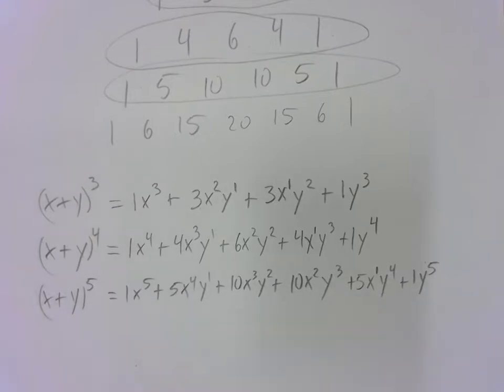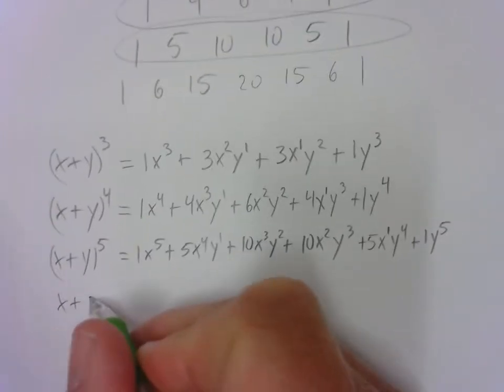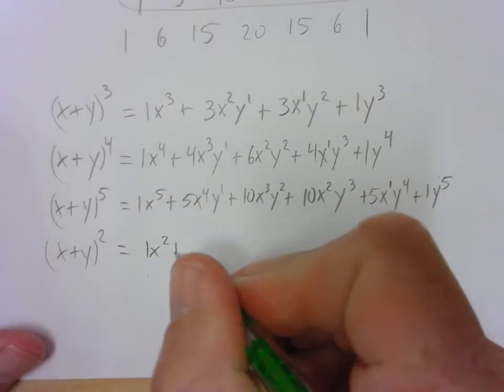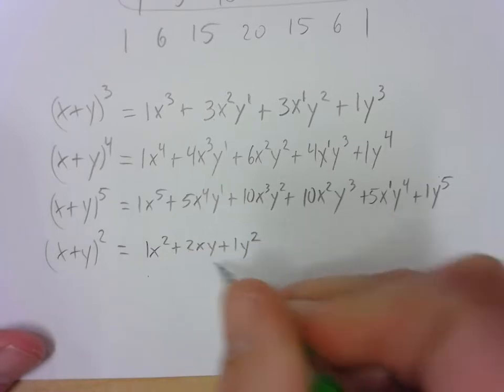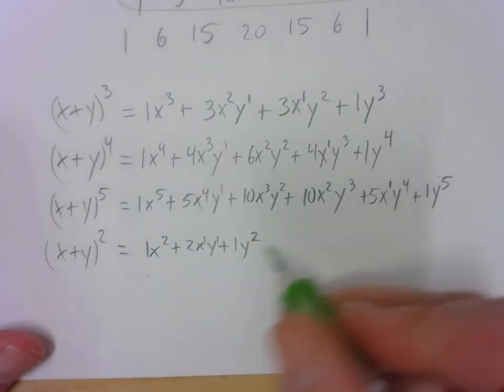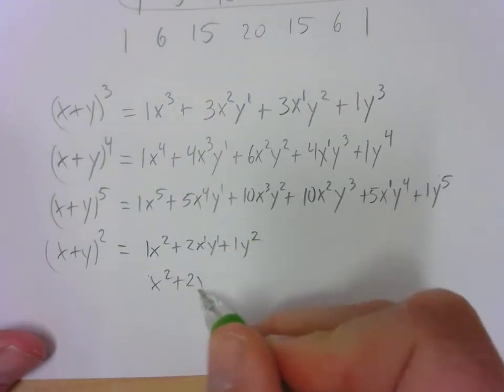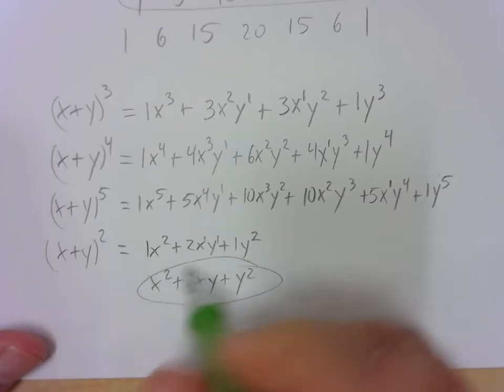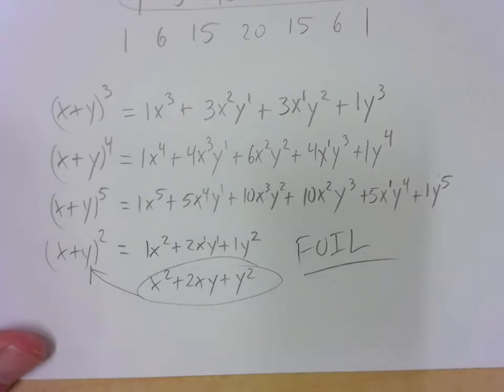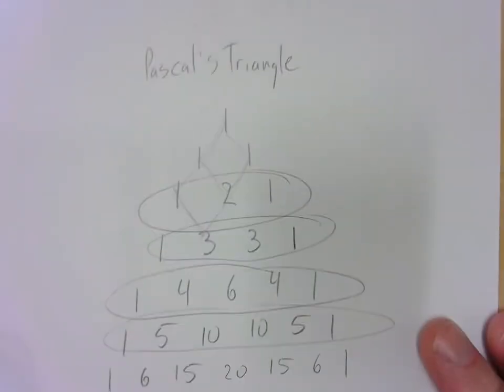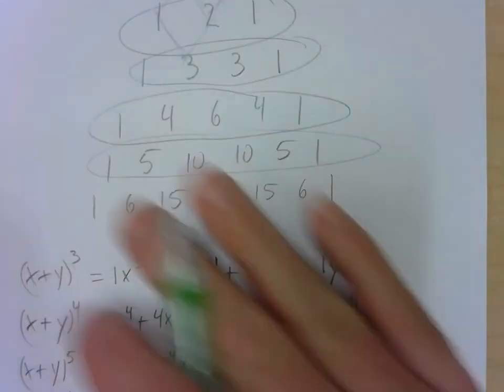It's a beautiful pattern. You can even do this with x plus y to the second power, because it's 1, 2, 1. So it'd be 1x squared plus 2xy plus 1y squared. And those are ones right there. So it's basically just x squared plus 2xy plus y squared. And that's what would happen if you used the old-fashioned FOIL with this. First, outside, inside, last. So that's expanding binomials using the binomial theorem, and the coefficients come from Pascal's triangle.